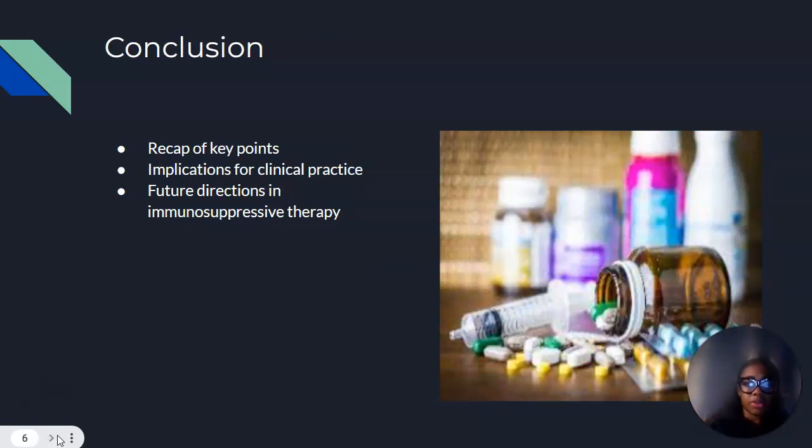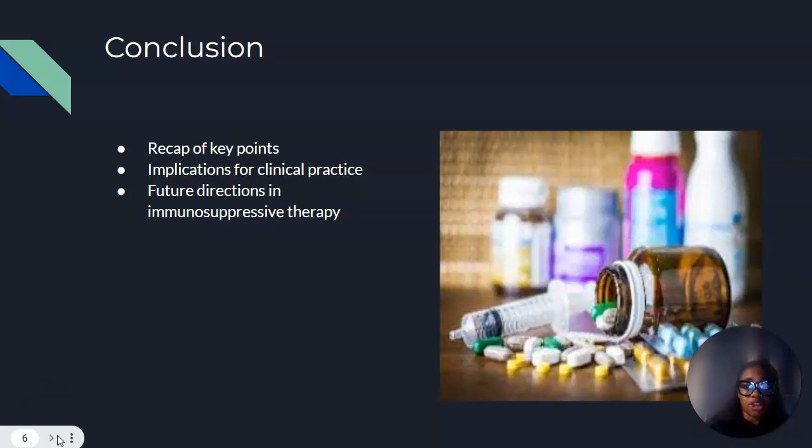Immunosuppressive drugs play a critical role in managing various medical conditions by modulating the immune response pathway. Understanding the mechanism of action of these drugs is essential for optimizing their use in clinical practice and developing novel therapeutics. Insights into the mechanisms of immunosuppressive drugs enable healthcare professionals to tailor treatment regimens to individual patients, minimize side effects, and optimize therapeutic outcomes.